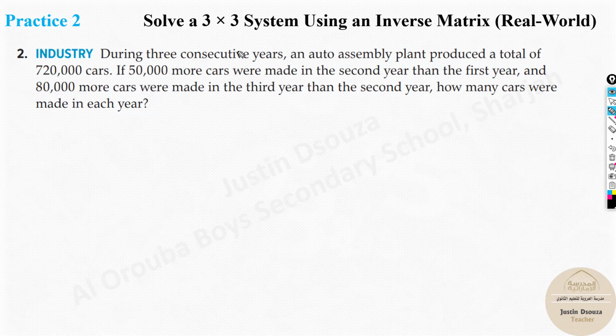Now here, what is given? 3 consecutive years. First year, second year, third year. Let's add them up. How many cars? 720,000. Now, if 50,000 more cars were made in the second year than the first one. So in the second year, how much? 50,000 plus x.